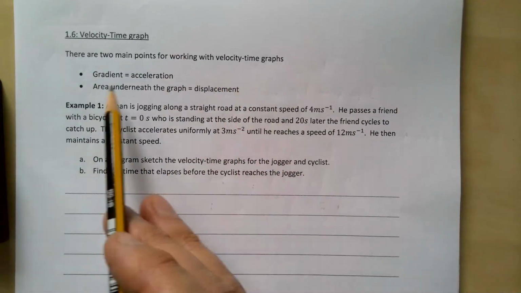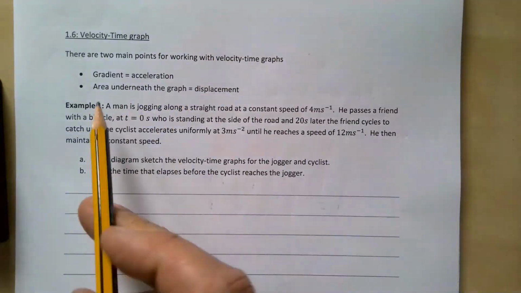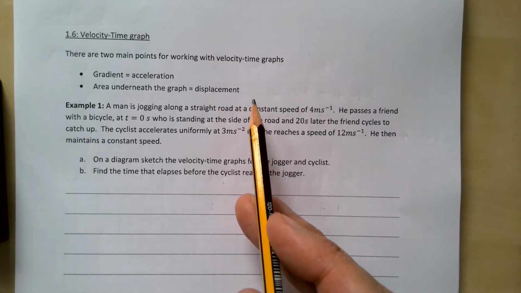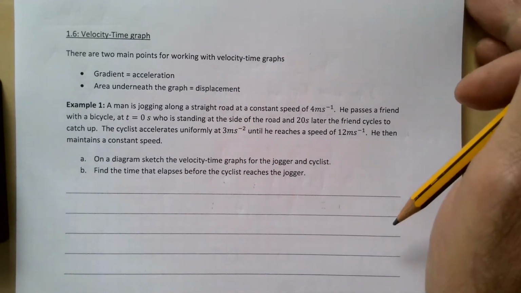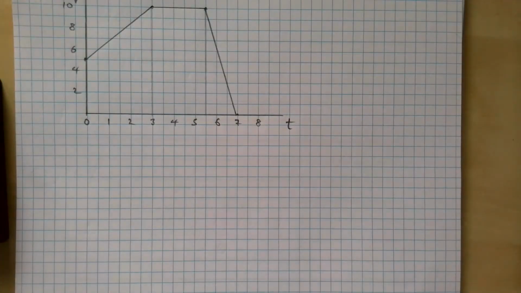Two main points to remember: the gradient or the steepness of the line is the same as acceleration, and the area under the graph is the displacement, the distance travelled generally. So let's take a wee look at a different example. This is example 1. I'm going to look at example A first of all. We can try and find some information in about there.